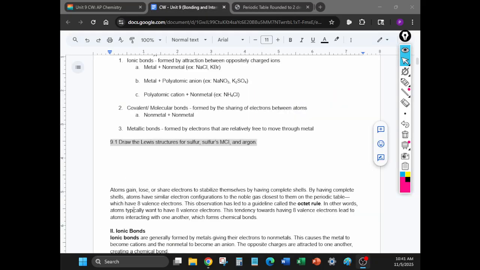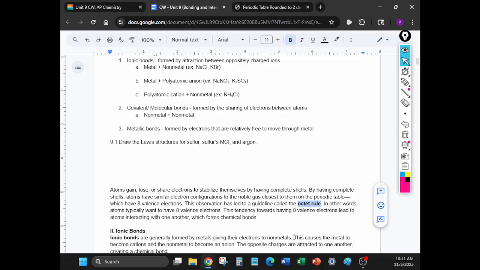Okay, so just a quick thing. Sorry about that. We're going to be talking about something called the octet rule, so make sure you jot that down. The octet rule is very simple. The word octet just means 8. So it's the rule of 8.